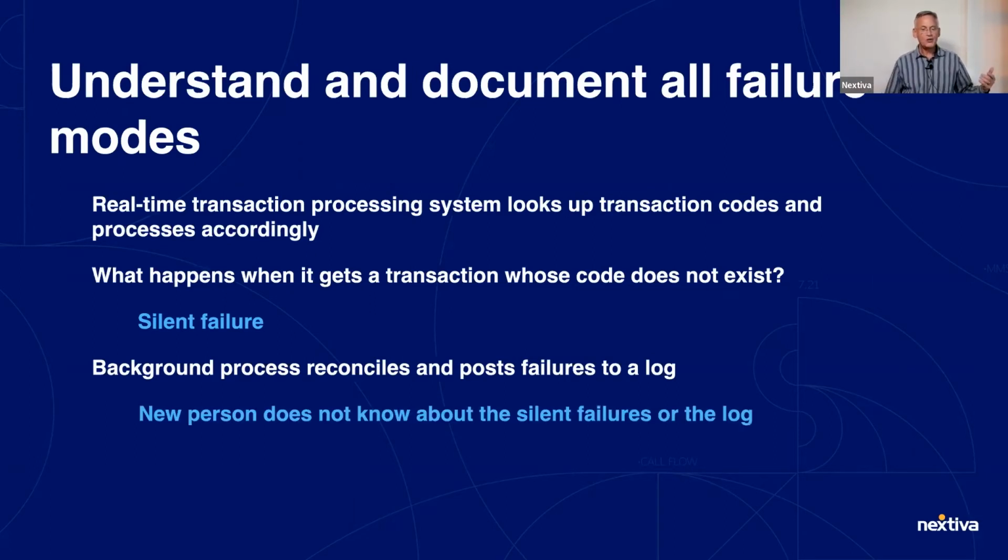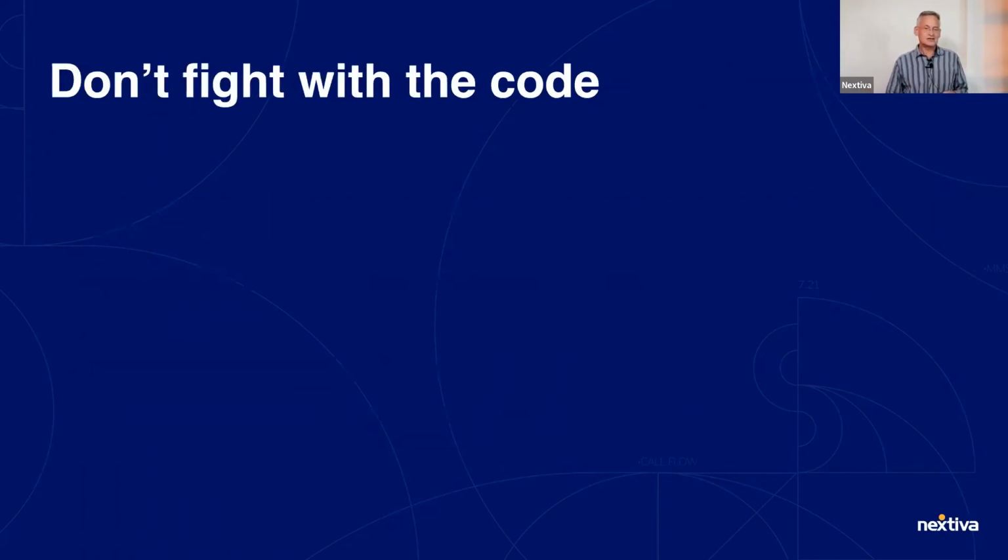The problem is nobody told the newbie about the silent failures or the log. It filled up, and you know, come on, it's unfair. This poor person is now getting yelled at and screamed at because they're not paying attention to the log that they don't even know exists because it's not documented anywhere, and the thing is failing. So that's a trivial example.